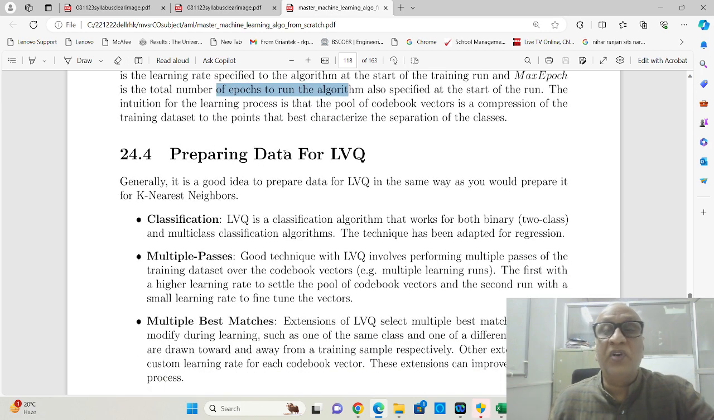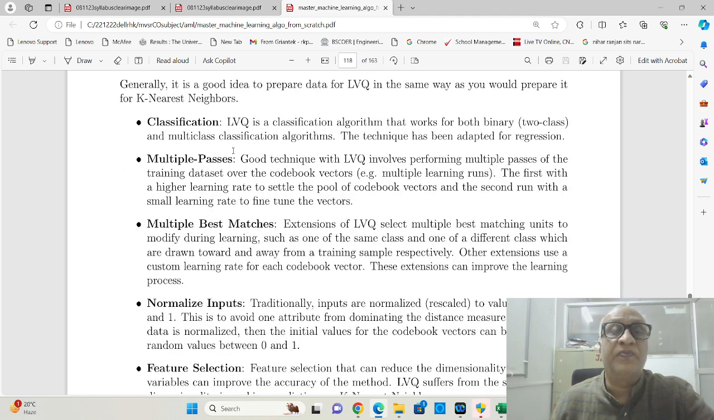Now, how do I prepare data for LVQ? Same as you prepare for k nearest neighbor. LVQ is a classification algorithm. It will work fine for binary as well as multiple classes. This technique has also been adopted for regression.